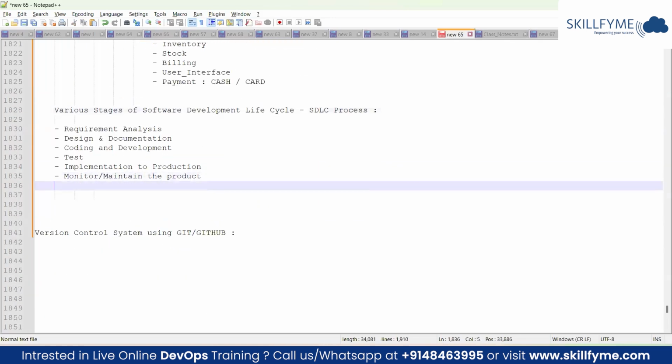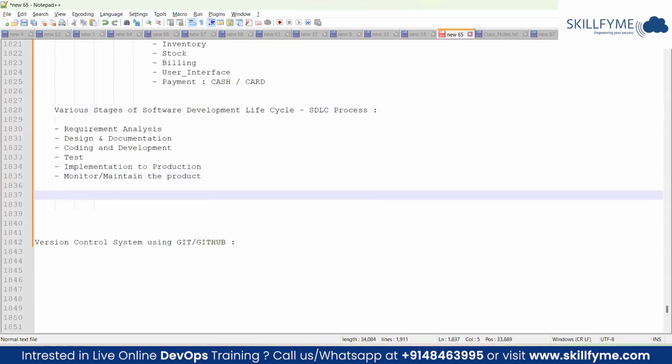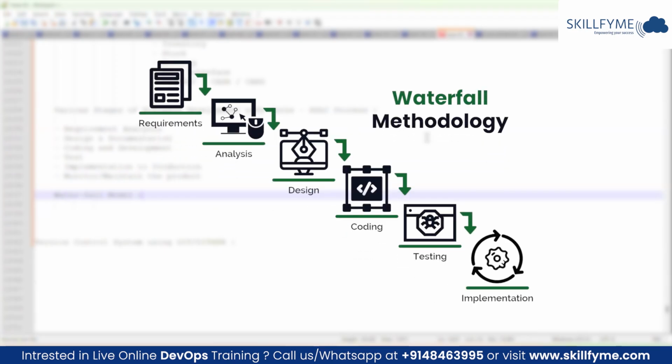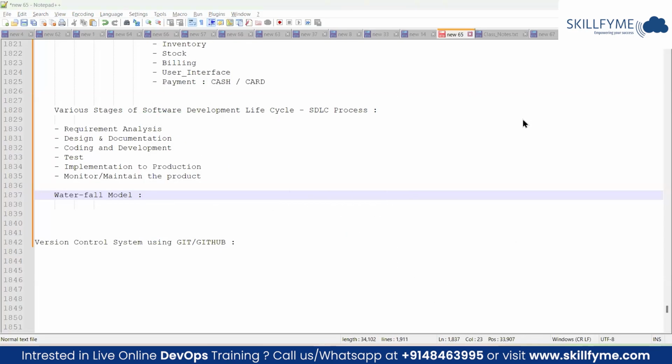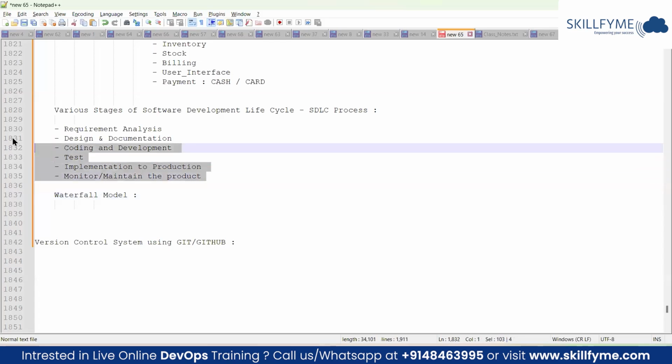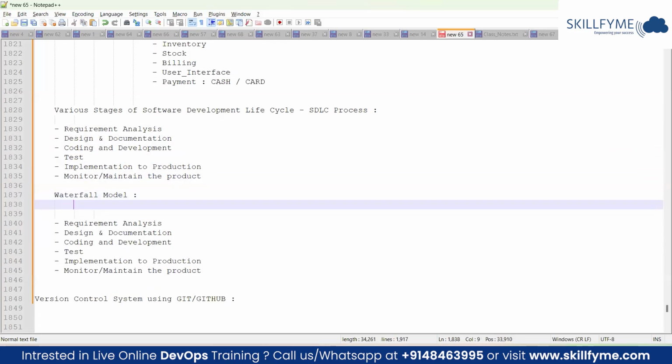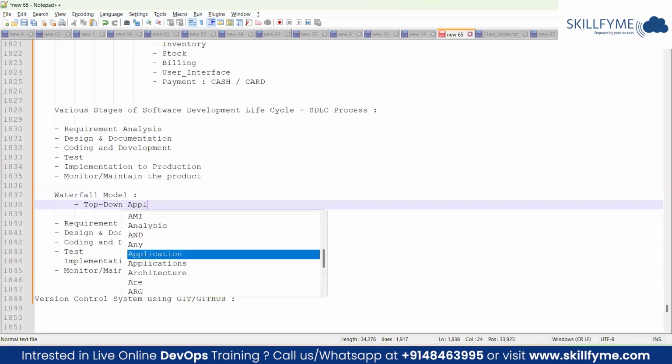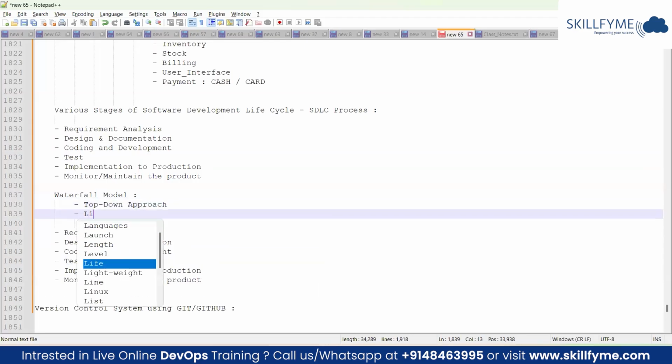And to implement this, we have various working models. Like we were using something called the waterfall model. So waterfall model means it is one of the traditional SDLC processes which includes all these activities. Basically, this waterfall model is like a protocol. It is going to use a top-down approach, and it is always linear in fashion. It means a sequential process.